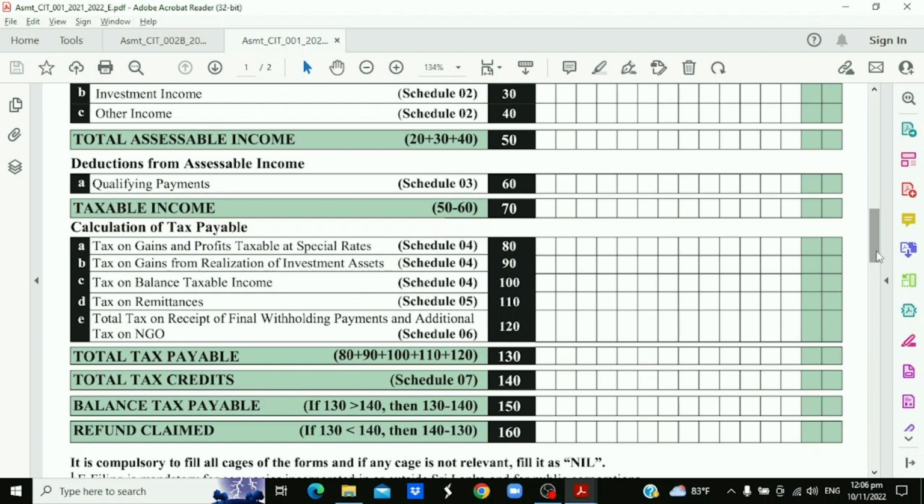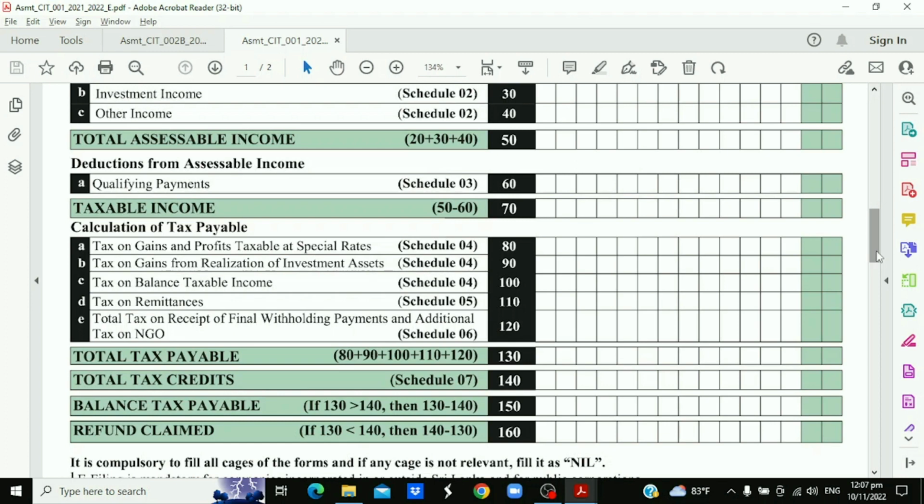Then there is a separate schedule 5 for identification of tax on remittance. Schedule 6 is allocated for two purposes: one is for tax on receipt of final withholding payment, and the other is for tax on NGO. After completing schedules 4, 5 and 6, we can identify the total tax payable for cage number 130. Once the tax payable is decided, we have to consider what credit is available for this particular company or entity. By using schedule 7, we can identify the credit available for this entity.